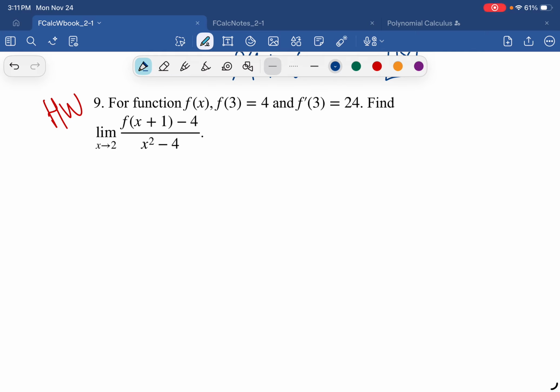All right, so we're given f of 3 equals 4 and f prime of 3 equals 24, find this limit.